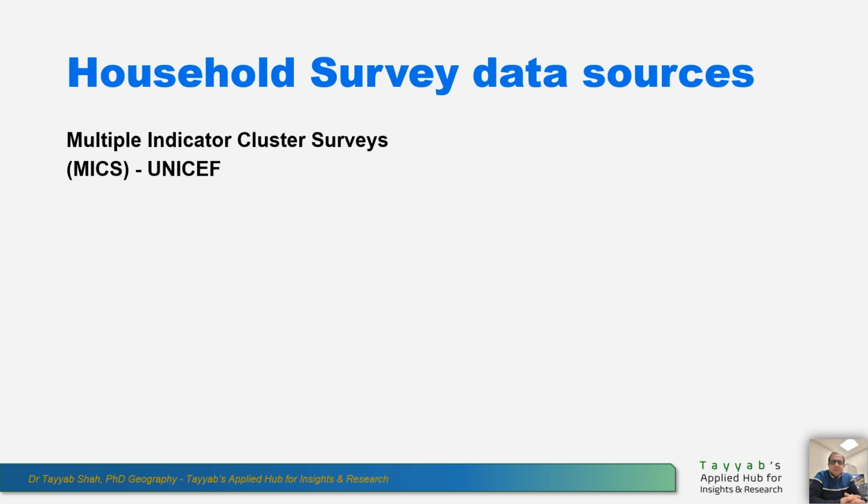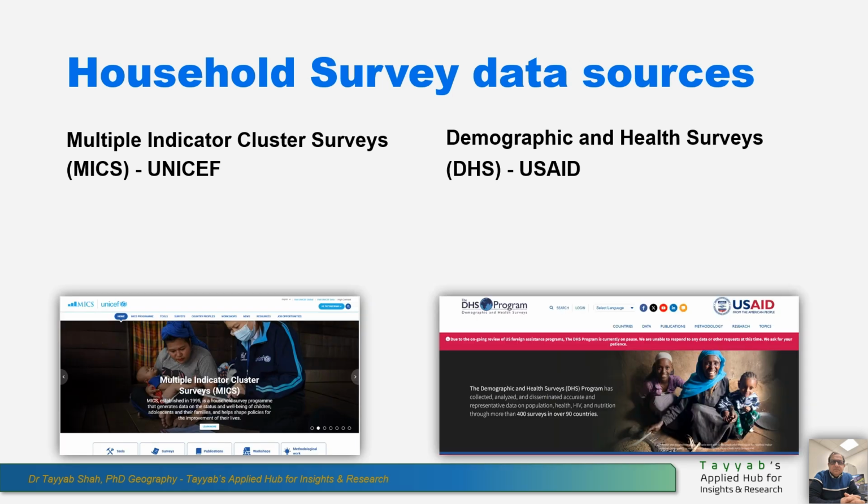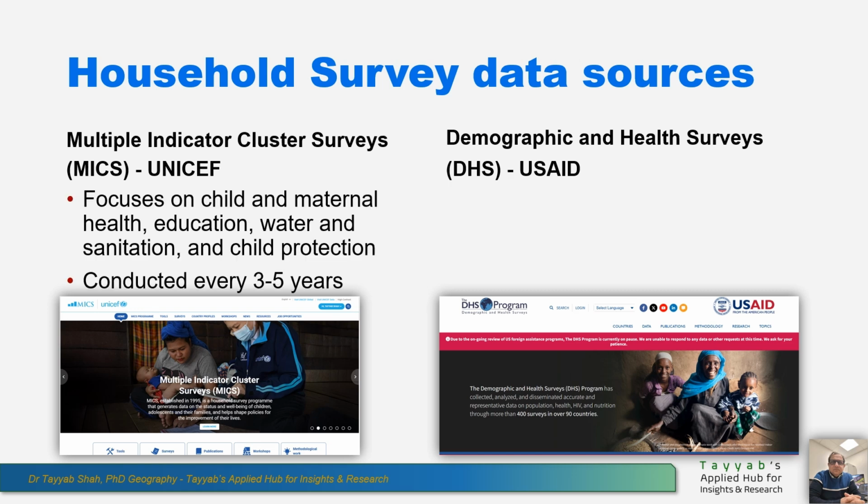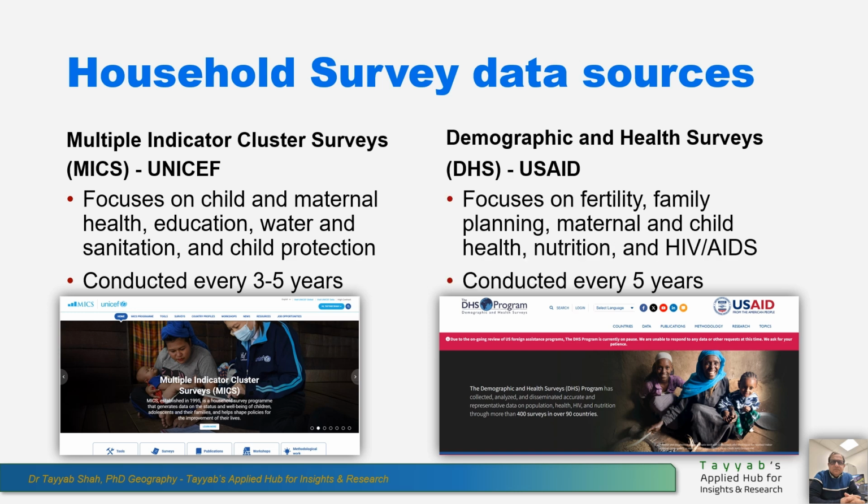Two of them. The first one is the Multiple Indicator Cluster Surveys, MICS, which is led by UNICEF. The other one is the Demographic and Health Surveys, which is led by USAID. These two surveys are basically household level data, and more or less they collect similar kinds of data, but with a little bit of variation.